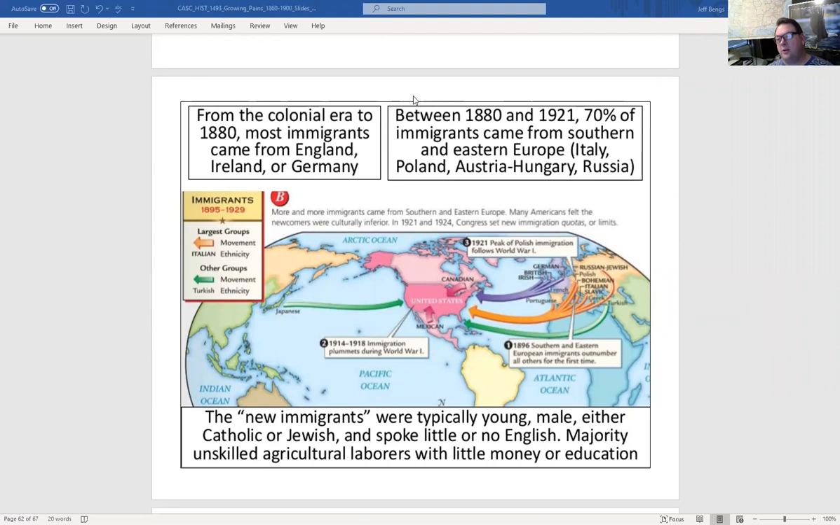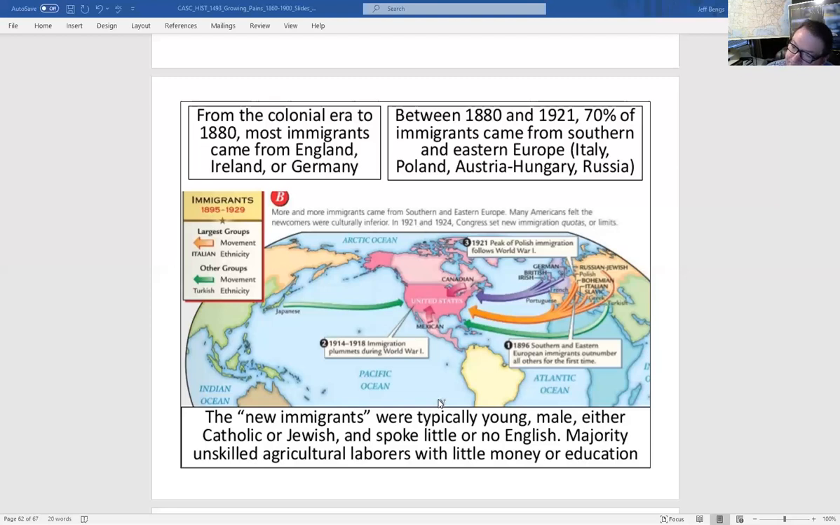From 1880, so you can see there's a 10-year transitioning period from 1880 to 1890. But from 1880 to 1921, 70% of immigrants during this generation came from, no longer if you look on this map here, these Northern and Western European countries, but they came from Southern and Western European countries. Places like Italy and Russia, Austria, Poland. These were called new immigrants. The group from here were the old immigrants.